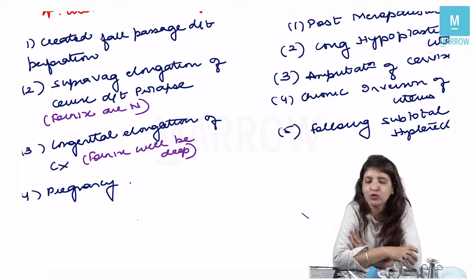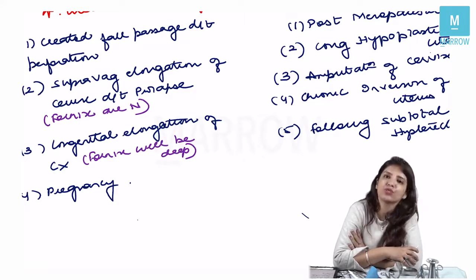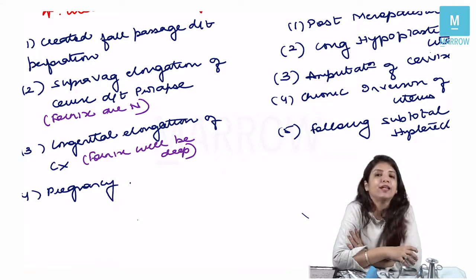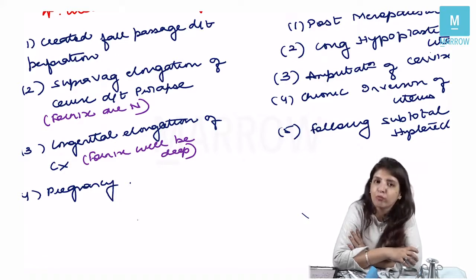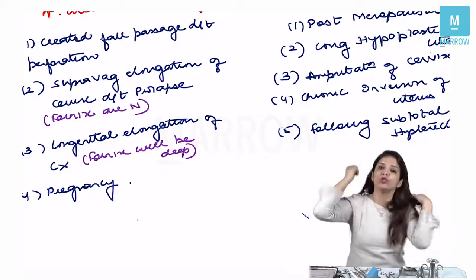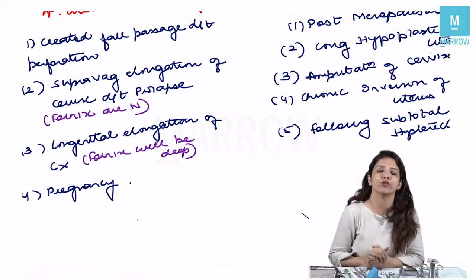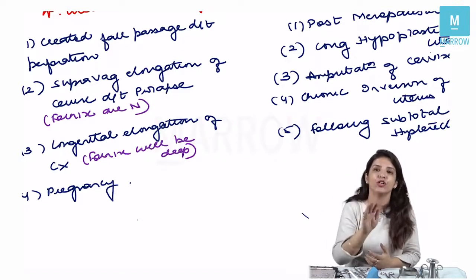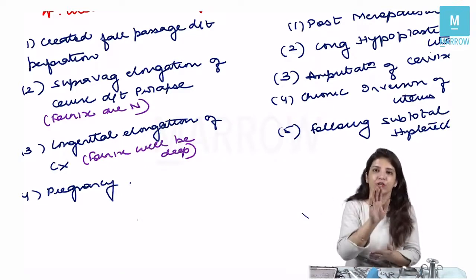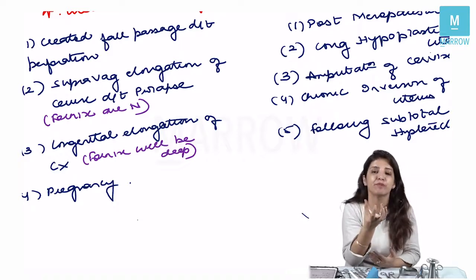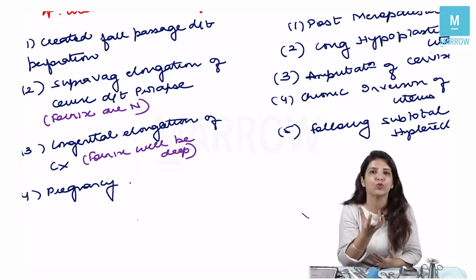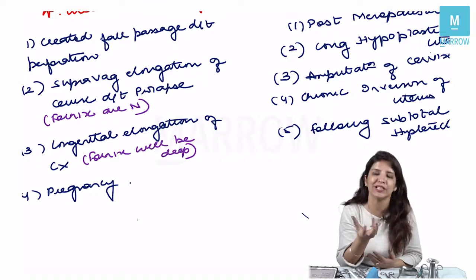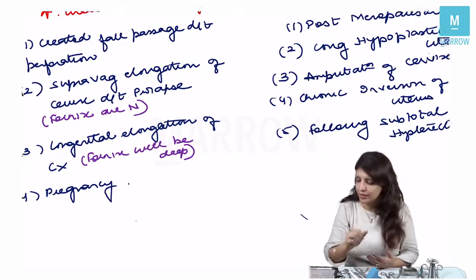Now, let's talk about those conditions where the uterocervical length is decreased. The uterocervical length will decrease in menopause. Why? Because in menopause, both the uterus and cervix are going to undergo atrophy. Suppose there is a chronic inversion of the uterus, where the fundus of the uterus has dipped down. Now, if the fundus of the uterus has dipped down, obviously the uterocervical length is going to decrease.